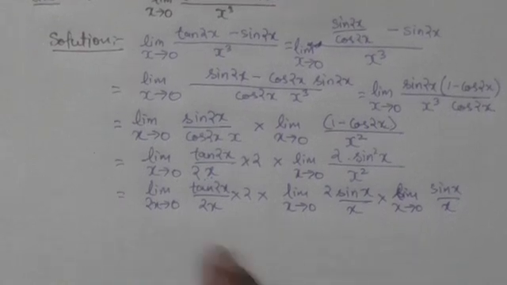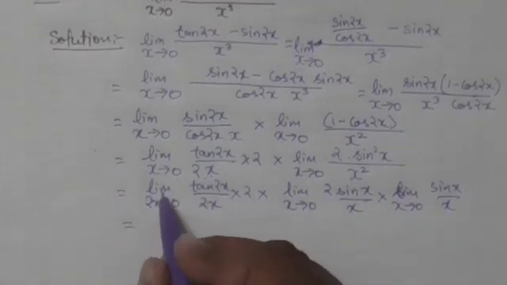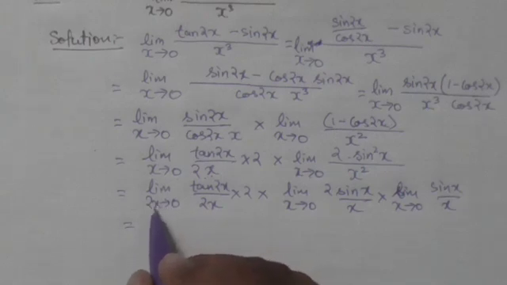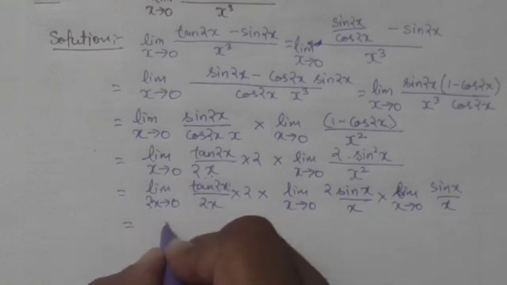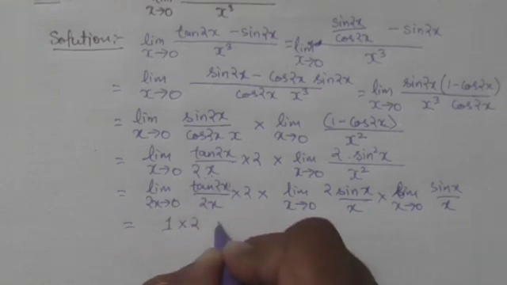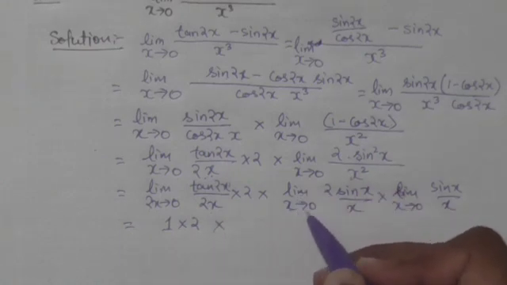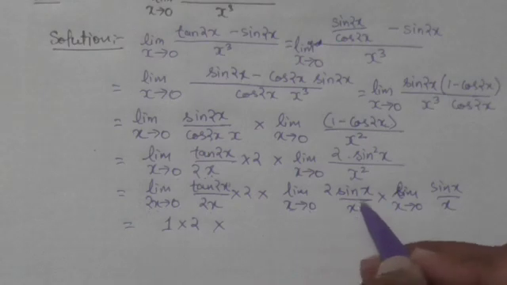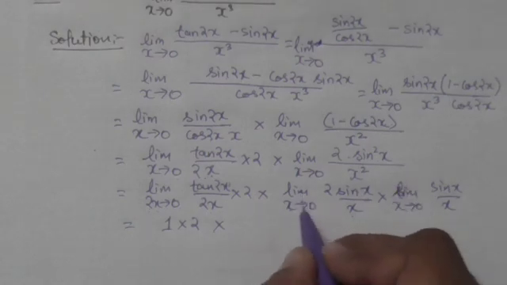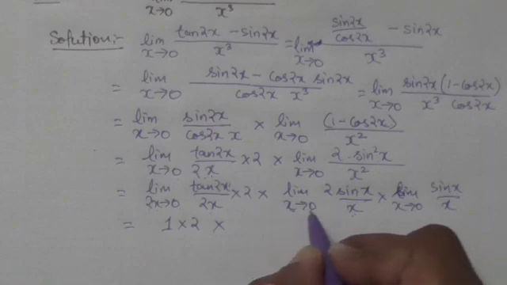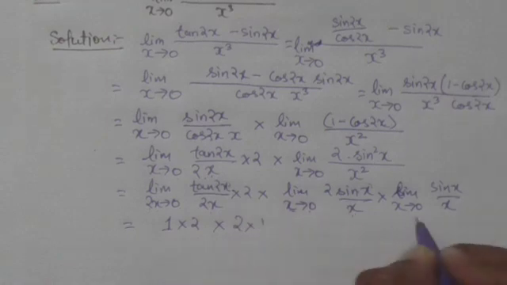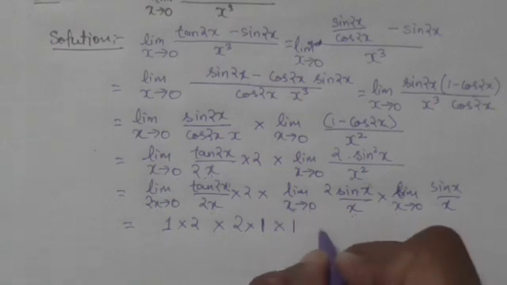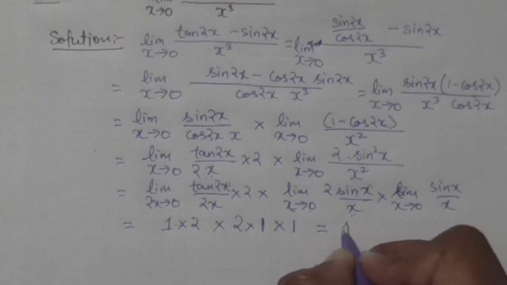Right? Now as you can see here 2x tends to 0, so the limit of tan 2x upon 2x will be 1. Similarly you can see here limit x tends to 0 sine x upon x, right? As x tends to 0, the limit of sine x upon x will be 1. So we will have 2 into 1, and here also it will be equal to 1. So it is equal to 2 into 2 is equal to 4.